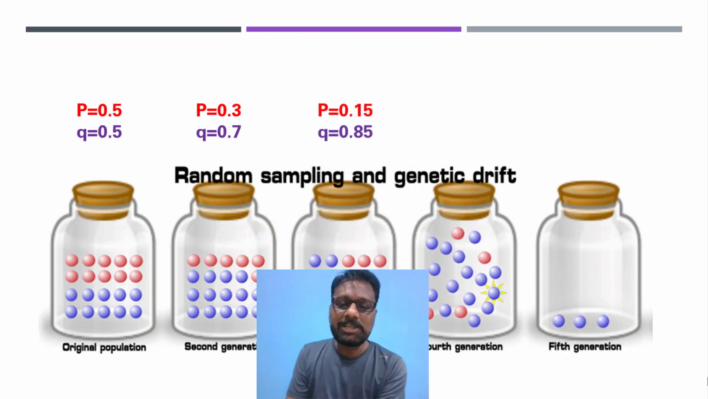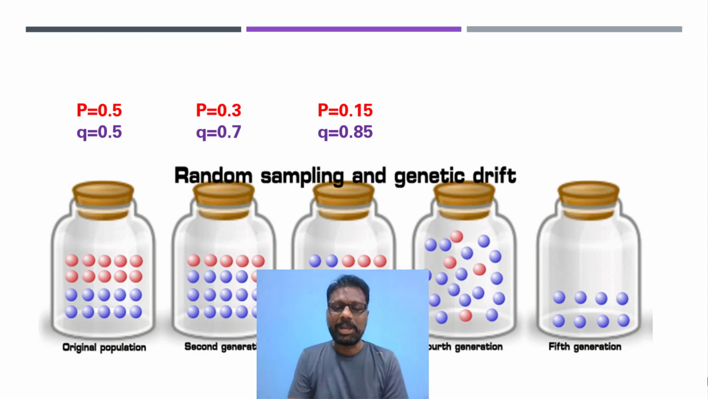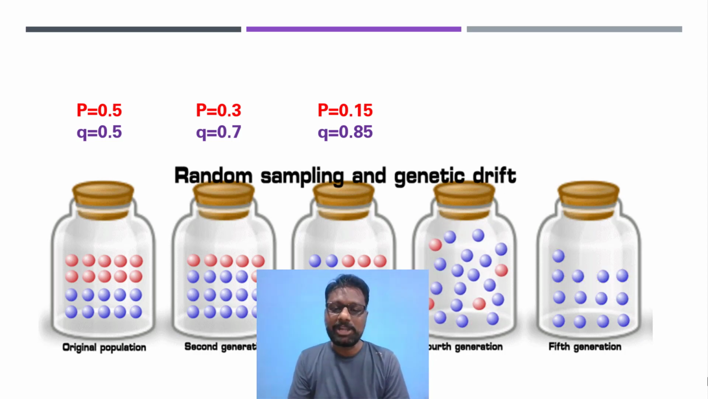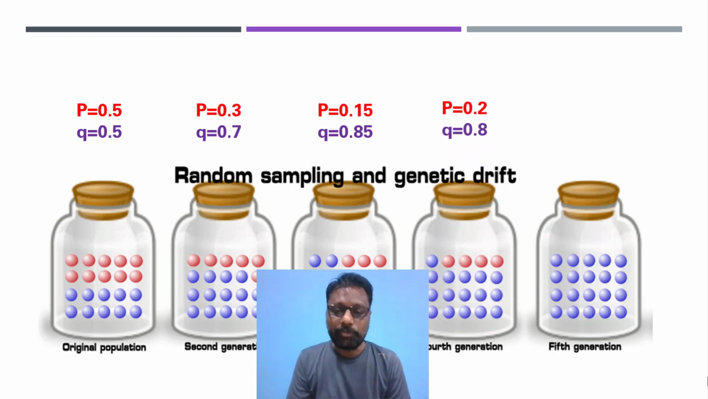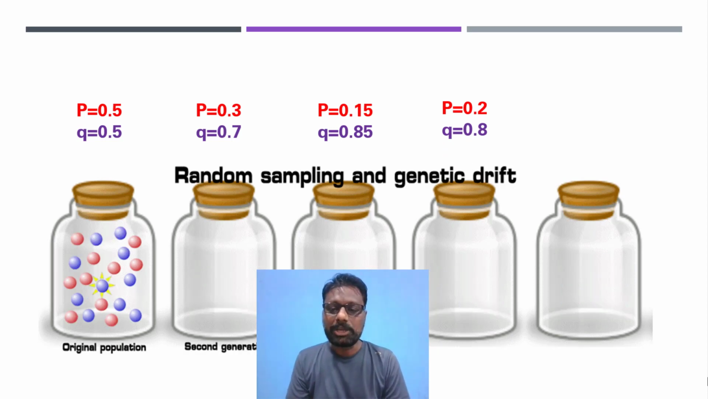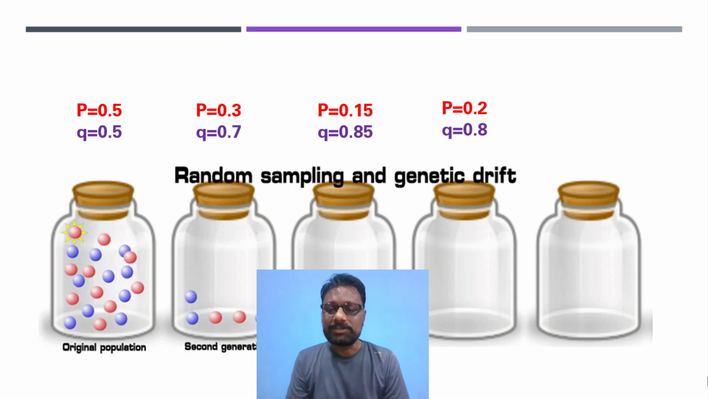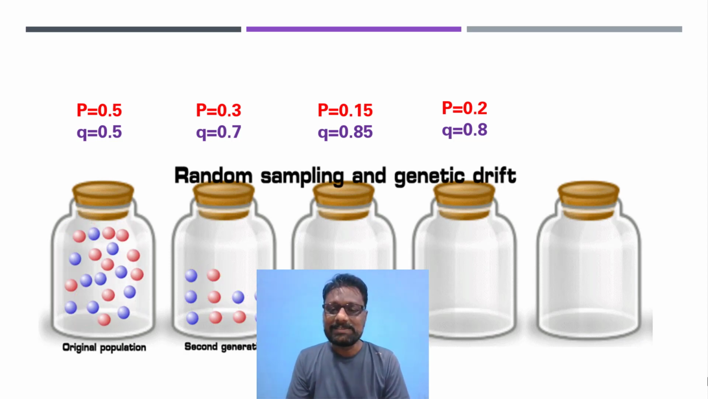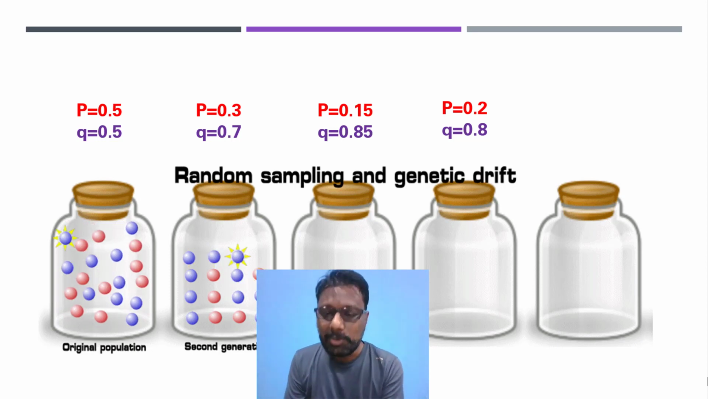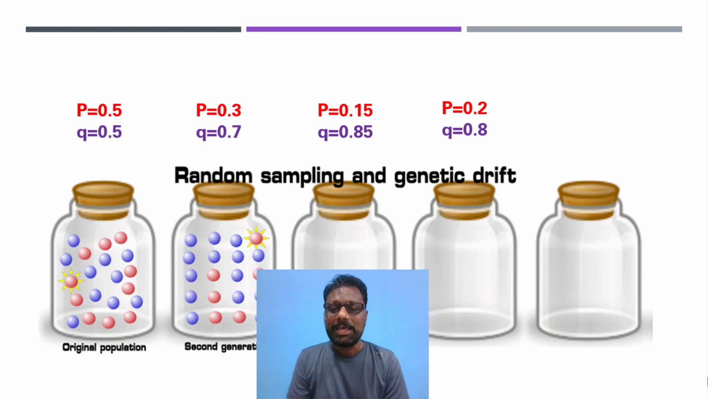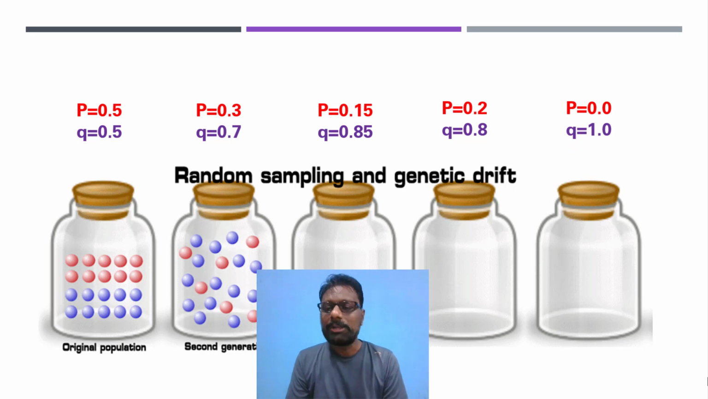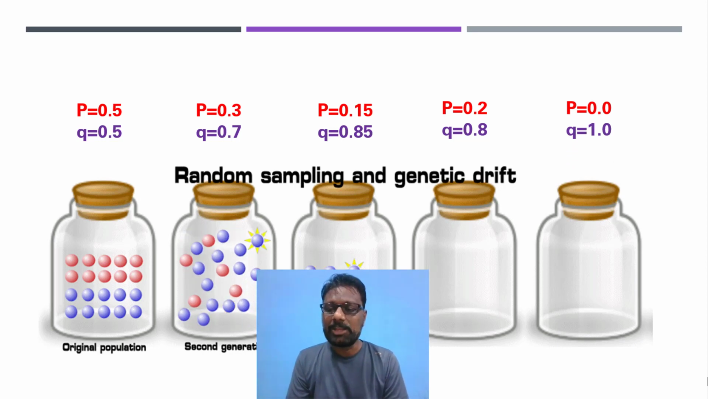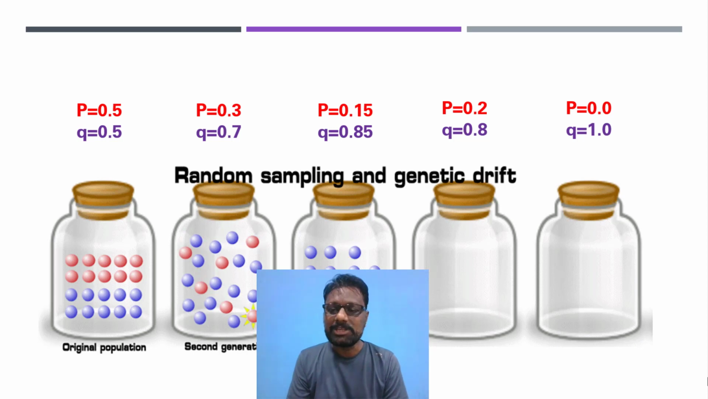Similarly, when we move to the third generation, the p value has become 0.15 and the q value has risen to 0.85. This is also purely by chance, not by any adaptation. In the fourth generation, the p value has become 0.2 and the q value 0.8, because there are 4 red alleles and the rest are blue. In the last generation, all alleles are blue, where the p value is 0 and the q value is 1.